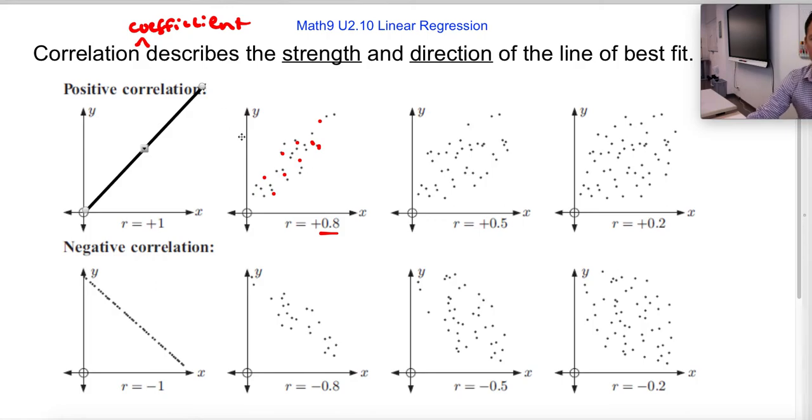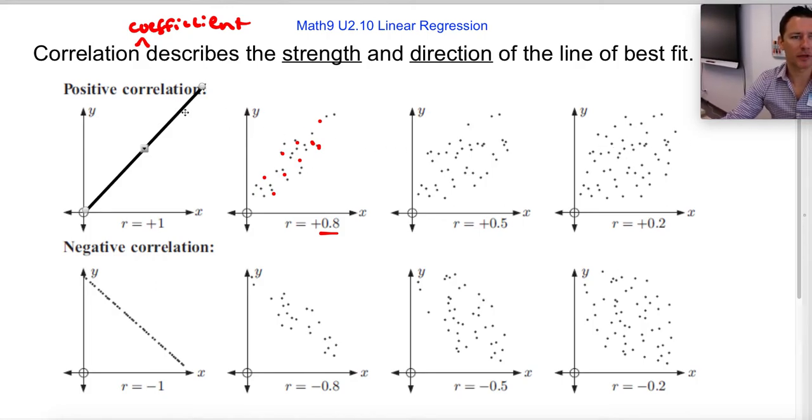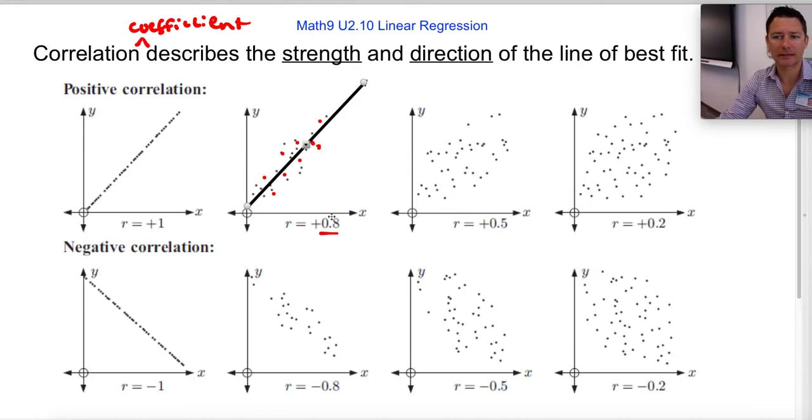That doesn't always happen, right? So sometimes it's less than perfect, and I think of it sort of like 80% of the dots lie on the line. It doesn't mean that, but that's kind of in my head.